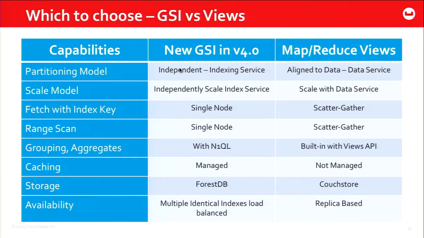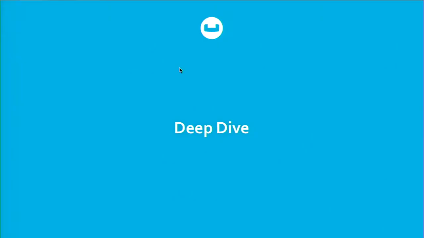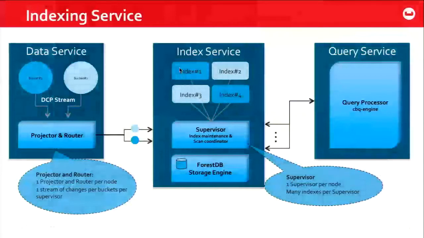And when it comes to caching, it does much better. And when it comes to availability, views actually have a slight advantage in Couchbase Server 4.0. They have replicas. In the case of GSI, you actually have to manage this manually. So I'm sure this question will continue to come, but let me deep dive into some of the other things about GSI. This is the architecture, and this is how GSI and the index service interact with the rest of the cluster.